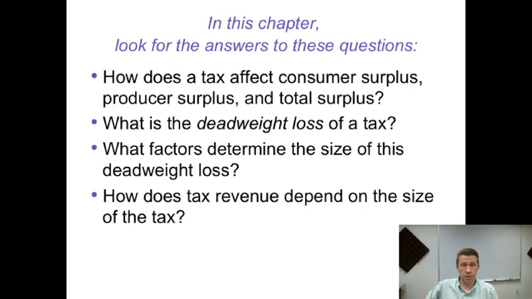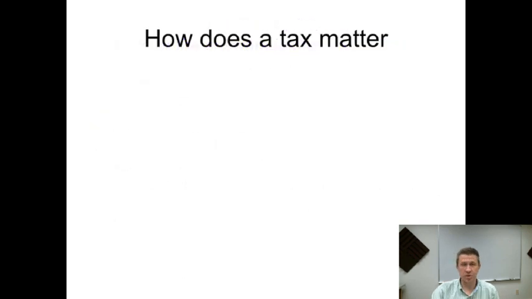So, what are some of the questions? How does the tax affect consumer surplus, producer surplus, total surplus? And we introduce a new concept. When total surplus is lost, we call it deadweight loss. How is this determined, and does the tax revenue depend on the size of the tax?